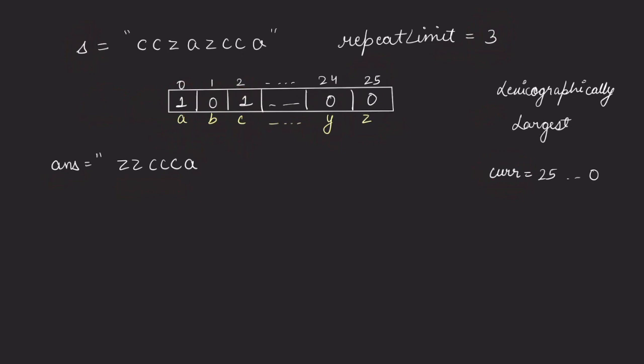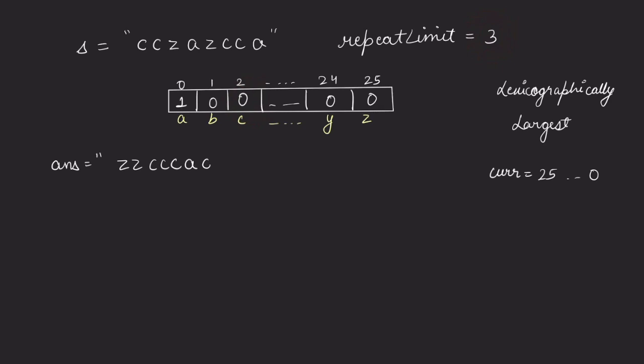Now that we have done this, we won't be changing our current because its frequency is still non-zero. So we won't change the current. In the next case again, it will see that the frequency is non-zero. The minimum of these two is 1. So I need to append 1 C over here. Now its frequency will become 0.